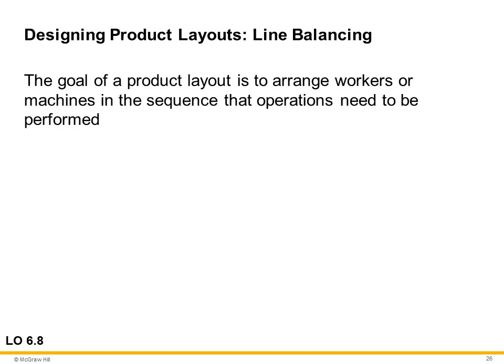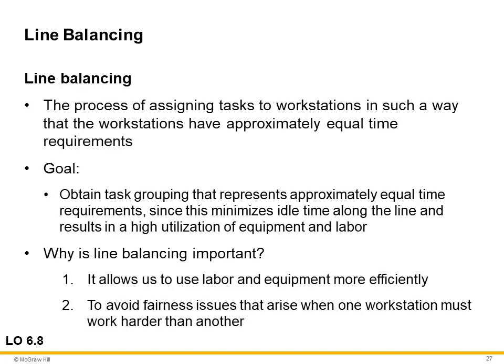Line balancing. Line balancing is a process to assign tasks to workstations to equalize all workstations in terms of time. It's important because it makes your production line more efficient, it reduces the total cost of the products, and it provides a fair workload for all stations. That's why line balancing is important.